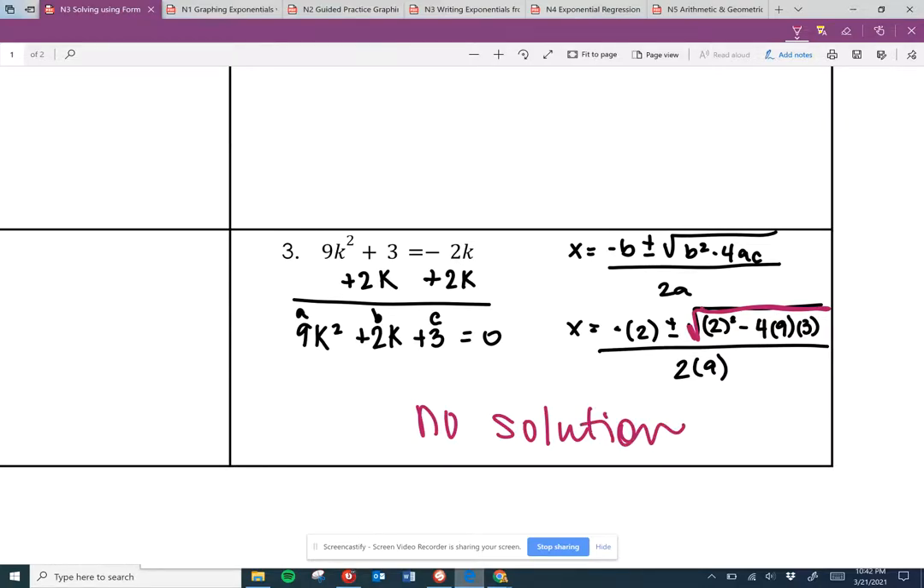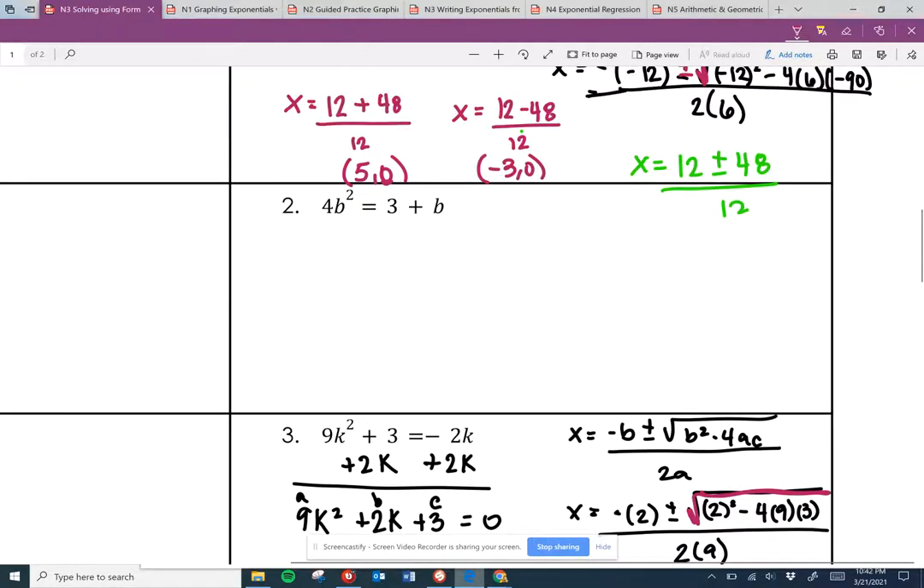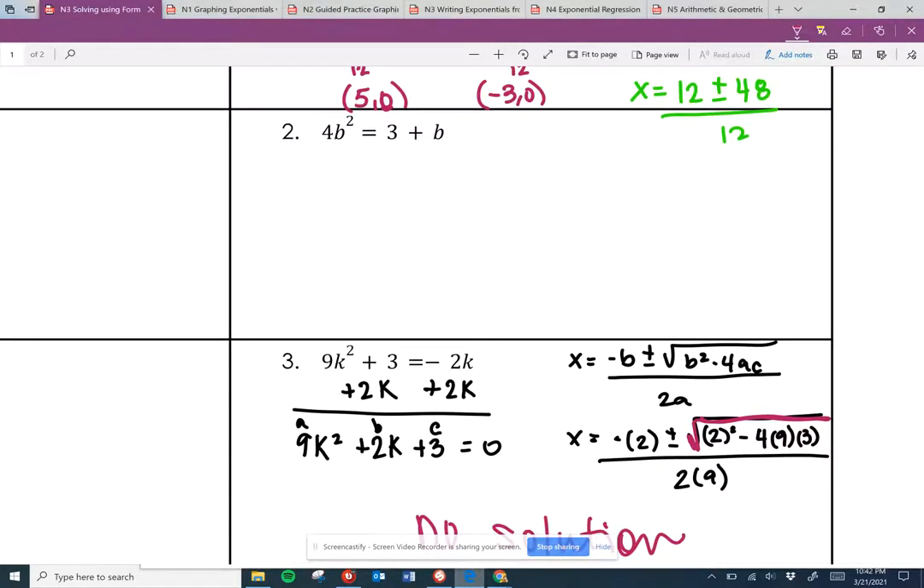Also remember, every now and again, you might not be able to take the square root of this number, not because it's a negative number, but because it might not be a perfect square. In that case, we can just use the decimal. So remember to use your calculator and use the decimal.